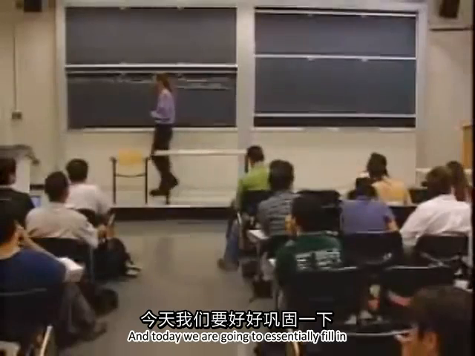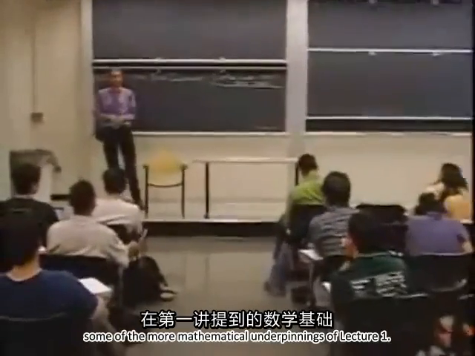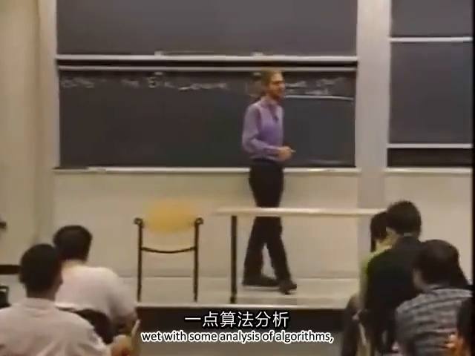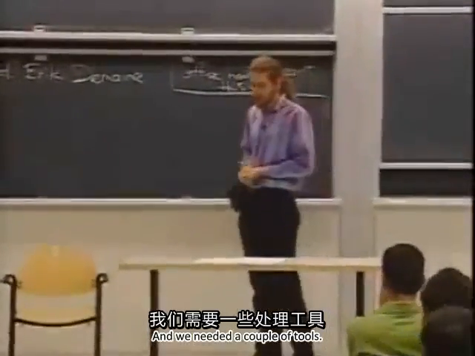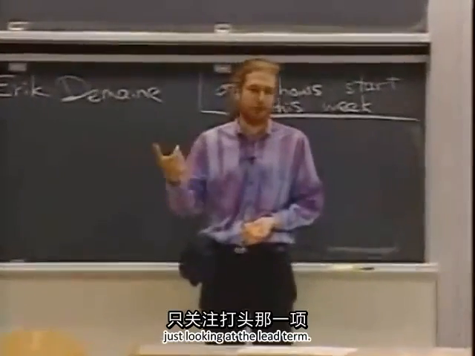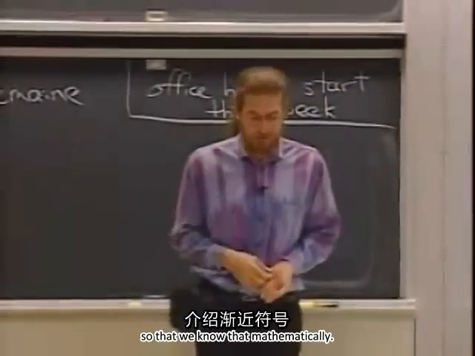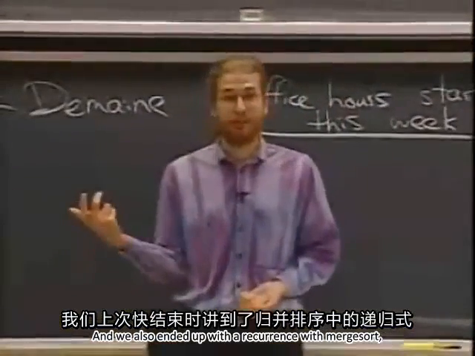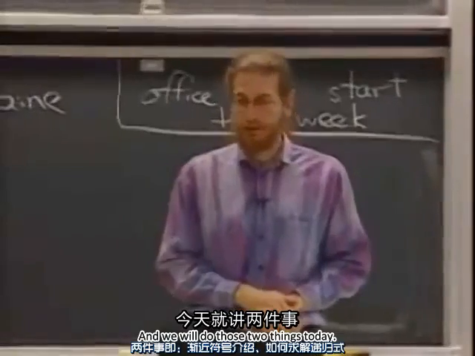And today we're going to essentially fill in some of the more mathematical underpinnings of lecture 1. In lecture 1, we barely got our feet wet with some analysis of algorithms, insertion sort and merge sort. And we needed a couple of tools. We had this big idea of asymptotics and forgetting about constants, just looking at the lead term. So today we're going to develop asymptotic notation so that we know that mathematically. And we also ended up with a recurrence for the running time of merge sort. So we need to see how to solve recurrences. And we'll do those two things today.